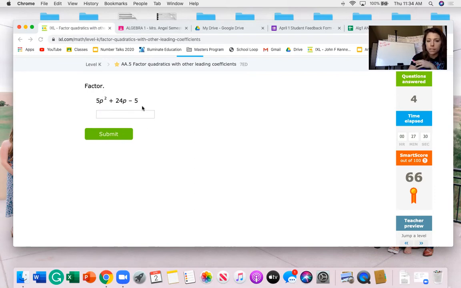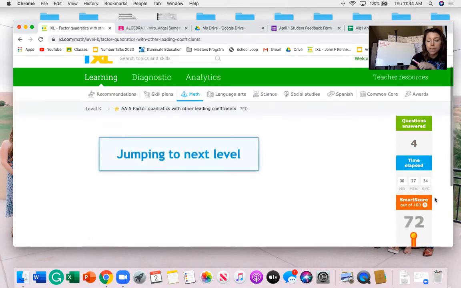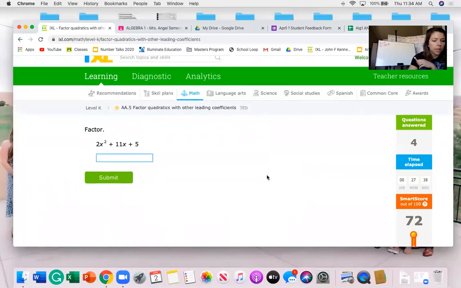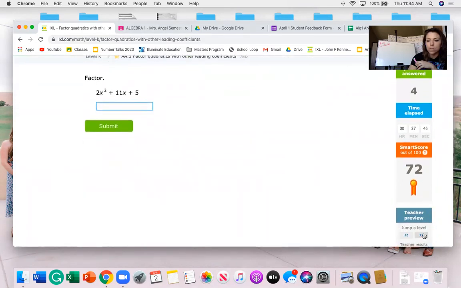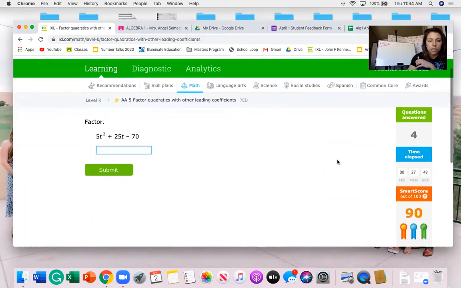This is not a trinomial that I would try to do a GCF with. But if I jump again above 72, that's when you have to start looking for it. Let's see on this one. Does 2 go into 11 or 5? Nope, so I don't have to do GCF factoring there. Let's see if I can find another example where I have to do GCF factoring.